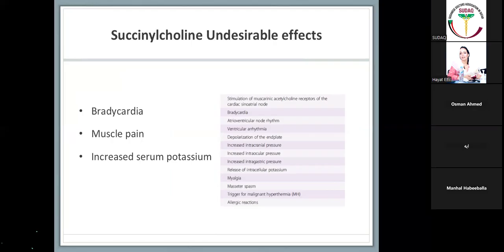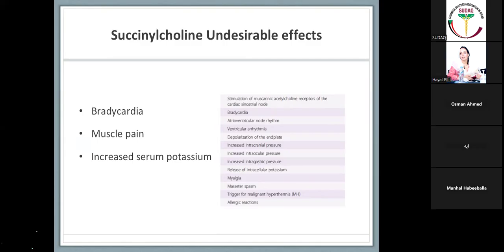On the top of the list will be bradycardia, and this is basically the effect of succinylcholine on the muscarinic receptors in the sinoatrial node, because it is a cholinergic agonist, so it acts on the muscarinic receptors and produces bradycardia. Sometimes you need to use atropine to treat it.